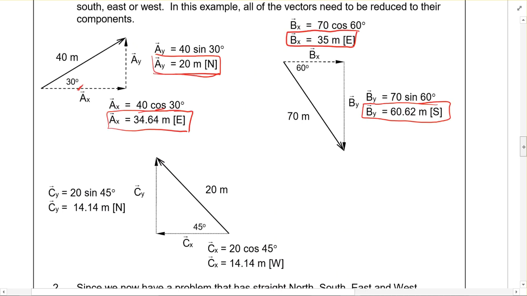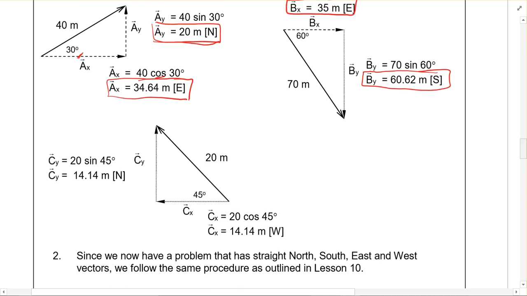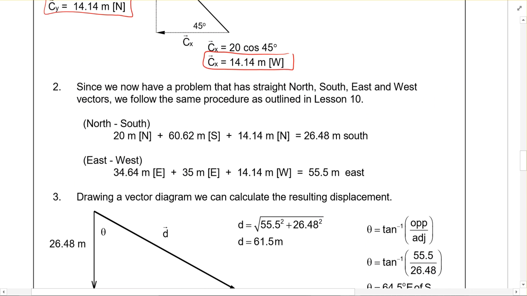And then looking down at the last one here, we draw another triangle. We find our y component is that. We find our x component is that. And that's it. We did all that so we could find all the x and y components of each of those triangles. Then what we got to do is we just need to add them all together.